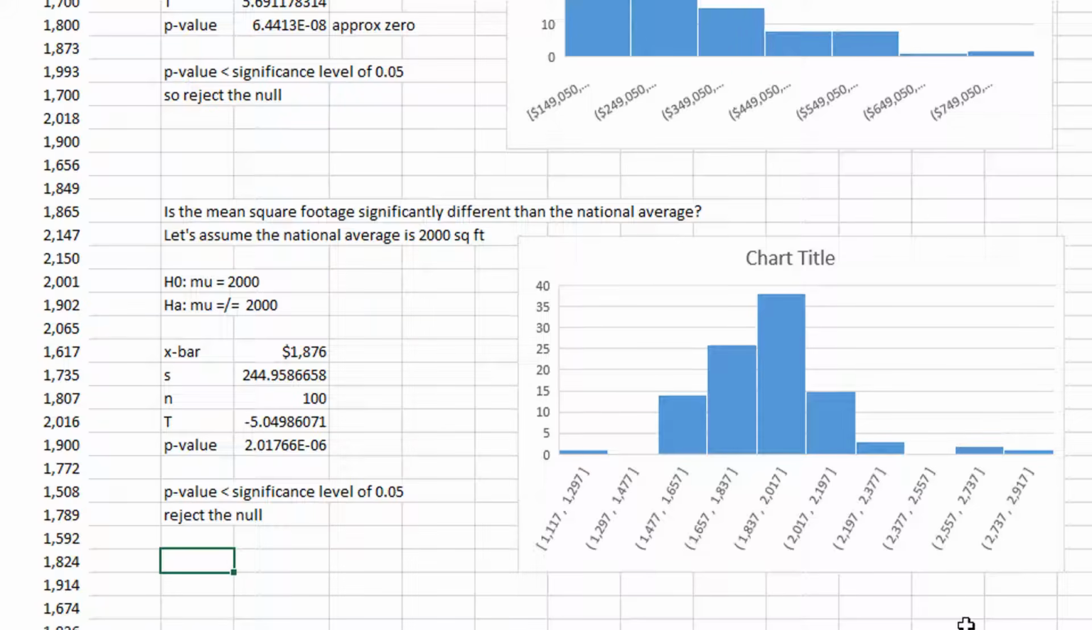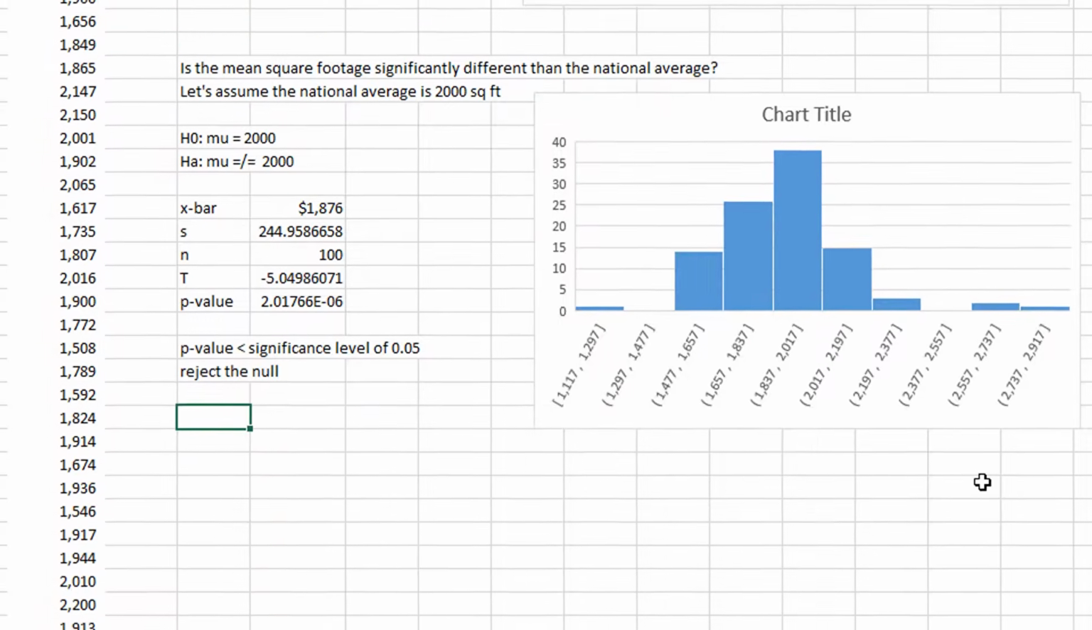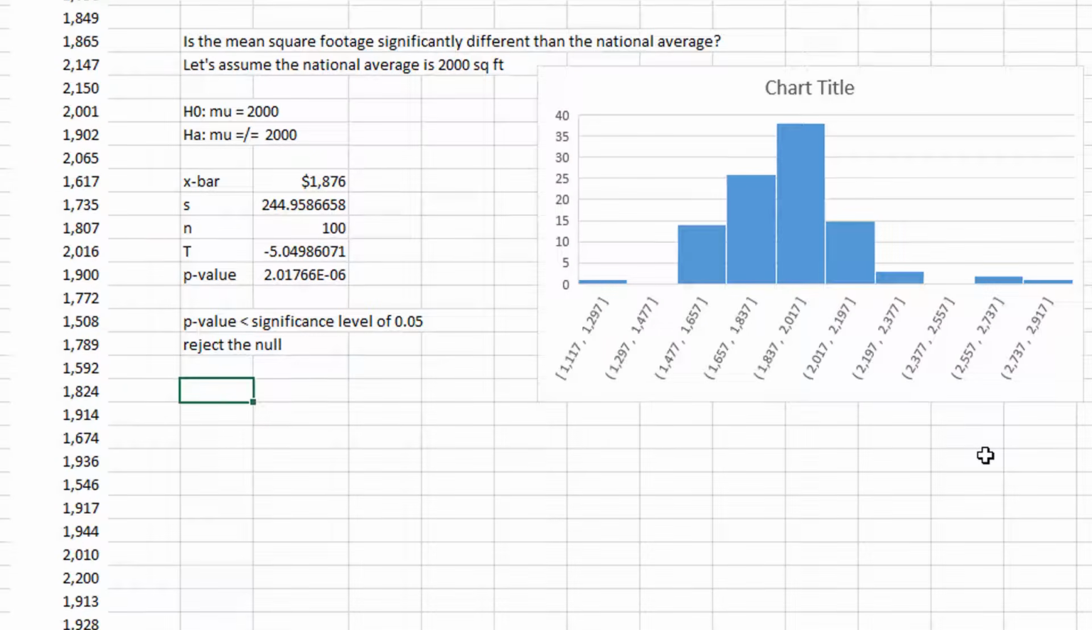Now, as far as the confidence interval for the estimation of the mean square footage for this region goes, you can do it in one of two ways. I'm going to do it in both ways. Let's calculate the critical t-value for a 95% confidence interval. It's going to be T.INV.2T. I'm going to do the probability of 0.95 because it's a 95% confidence interval. Actually, I think I wanted to put 0.05. And then I put in the degrees of freedom, which is 100 minus 1.